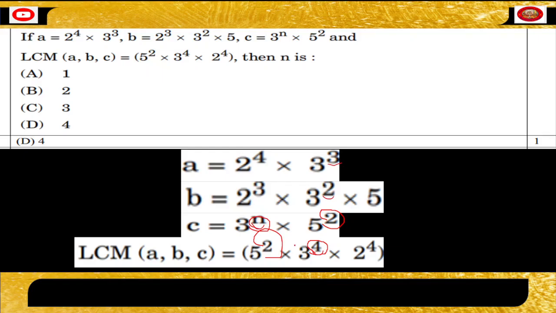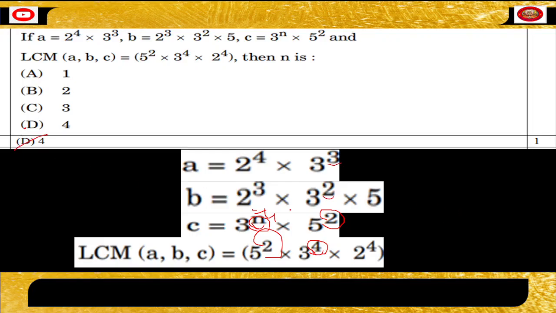Therefore, here we have 3 raised to n, and the LCM has 3 raised to 4. LCM means the highest power. Therefore, here the value of n is equal to 4. They ask the value of n. Therefore, option number D, 4, is the right answer.